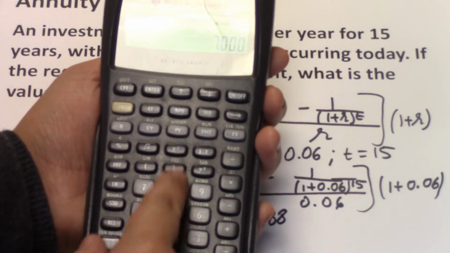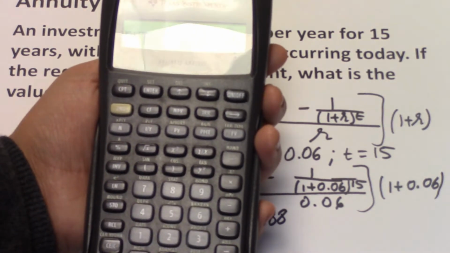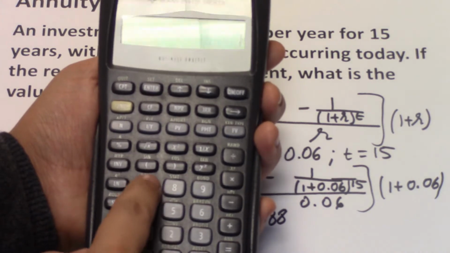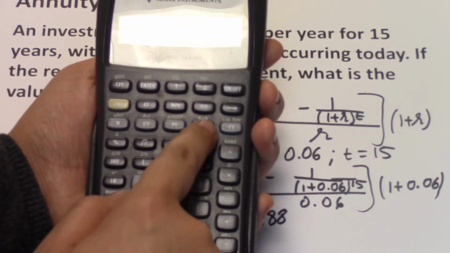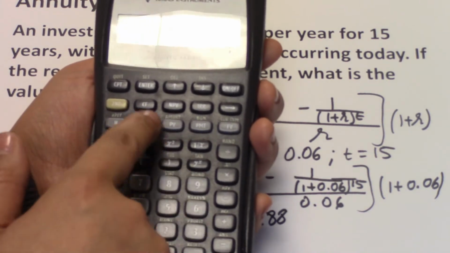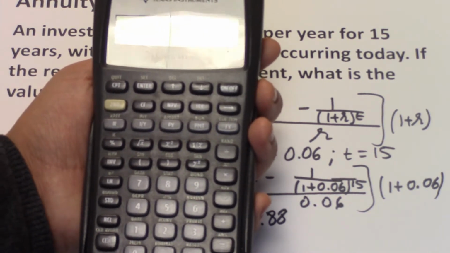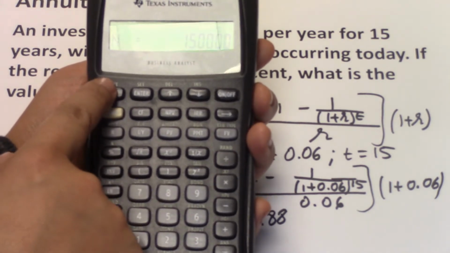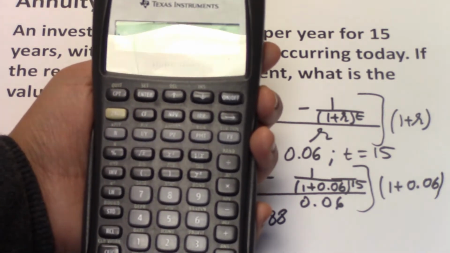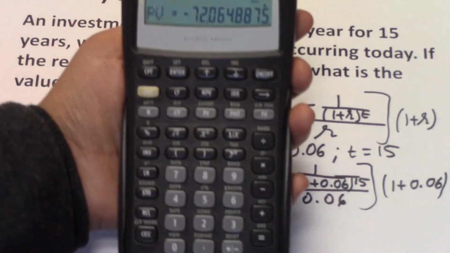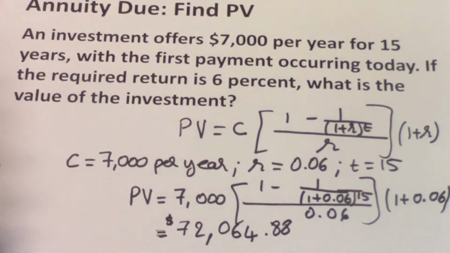So 7,000 PMT. Before we do anything, we need to clear our work. So second FV, second CLR. So 7,000 is the PMT. The interest rate is 6% per year, so 6 is the I/Y. And we are investing for 15 years, so 15 is the N. And then you compute for PV. So the PV here is 72,064.88, which is similar to what we have found.